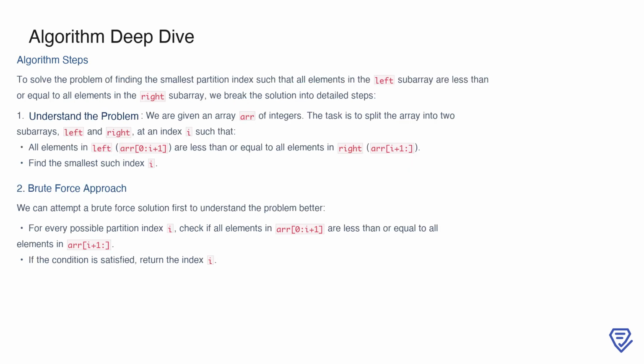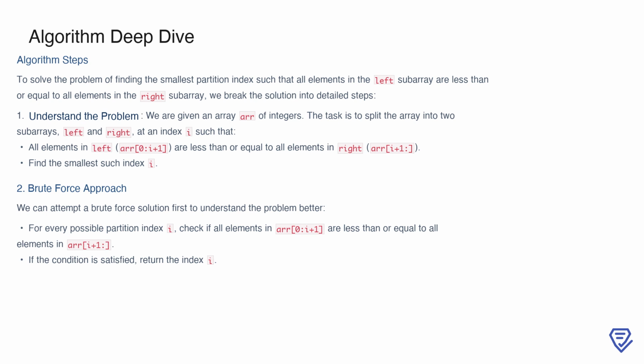To tackle the problem of partitioning the array into disjoint intervals, let's start by clearly defining the task. We are given an array of integers, and our goal is to split it into two subarrays, left and right, at an index I. The key requirement is that all elements in the left subarray must be less than or equal to all elements in the right subarray. Furthermore, we need to find the smallest such index I that satisfies this condition.